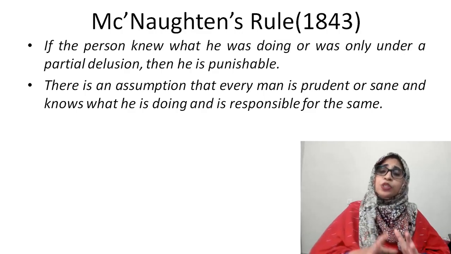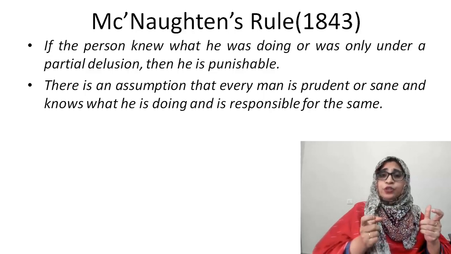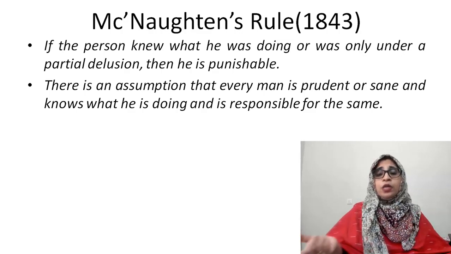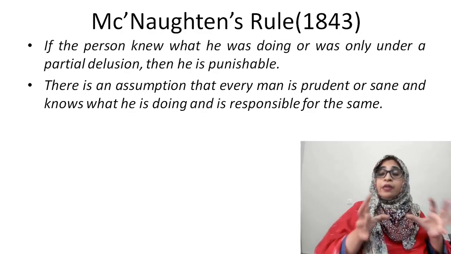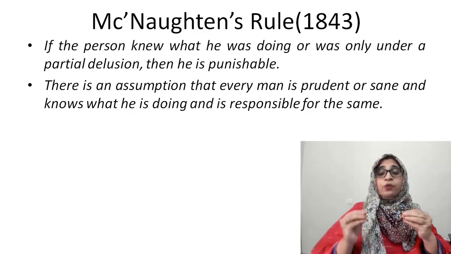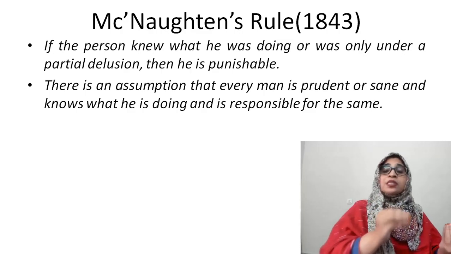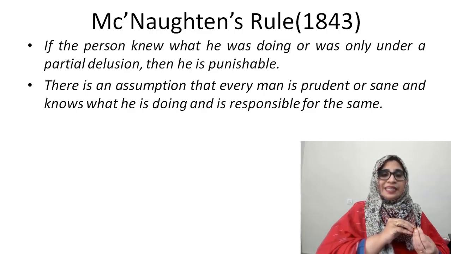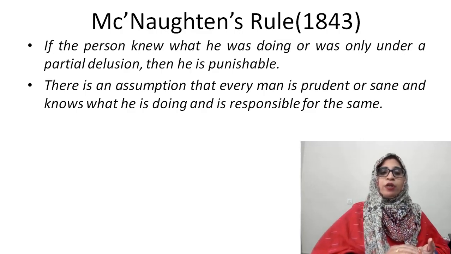Suppose a person knows what he is doing, and he is in a delusion, which in general terms in psychology we call schizophrenia. If a person suffering with that disease commits any offense, of course this comes under insanity, but it is not considered legal insanity. So this is one of the rules framed in the McNaughton rules.